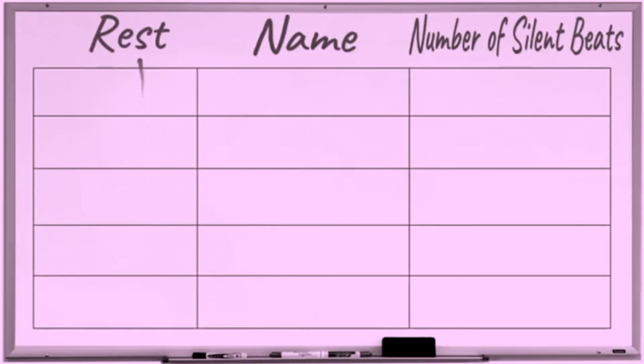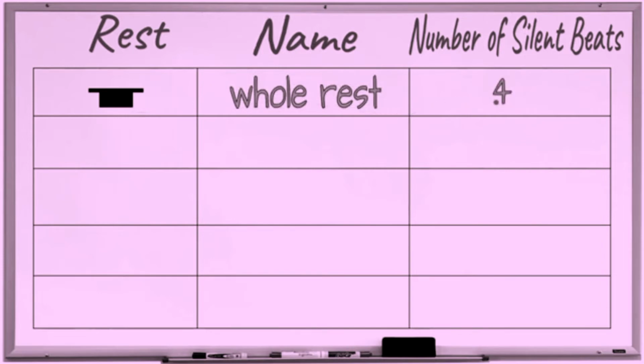Let's go to our rest symbol, the name of that rest, and the number of silent beats. This time, it's silent beats already. Let's go to this one. It's like a box that hangs down below the line, or simply what we call a rectangle facing downward. That's called a whole rest, and it receives 4 silent beats. Whole rest, 4 silent beats.